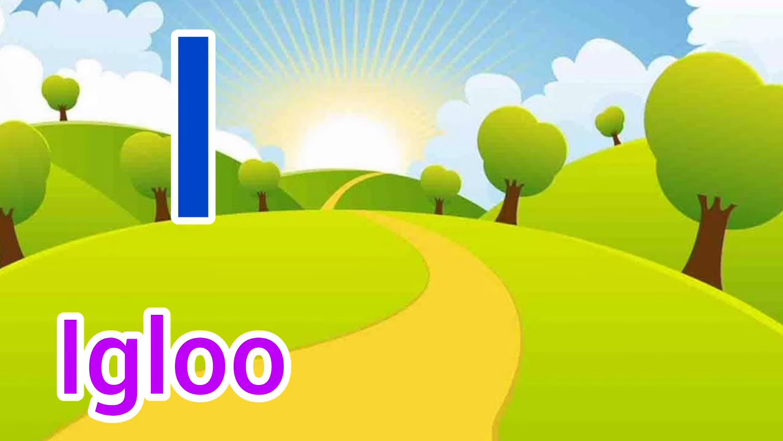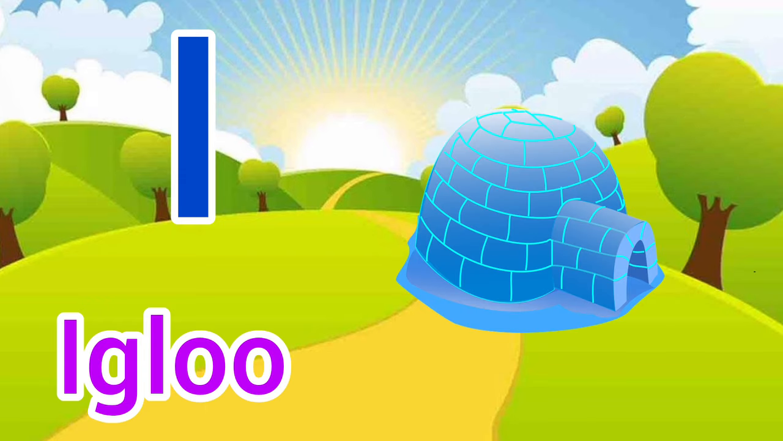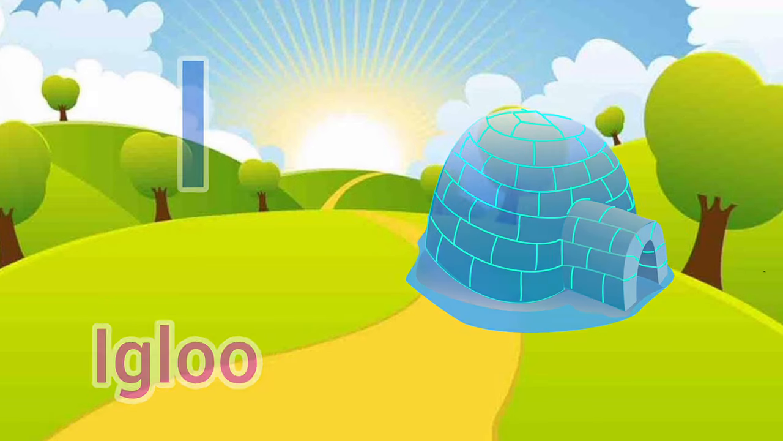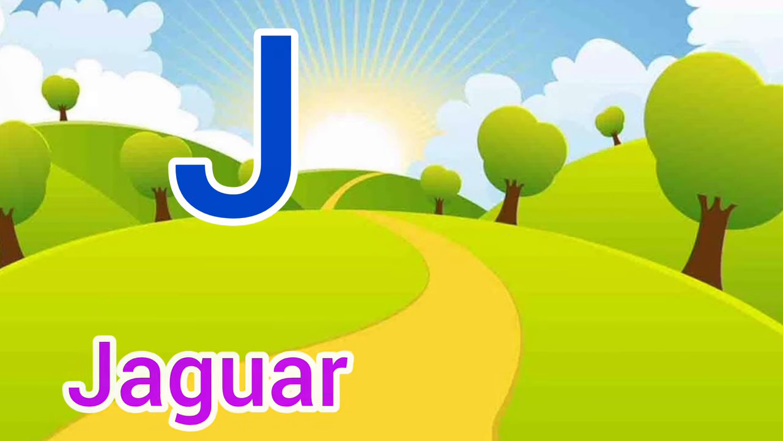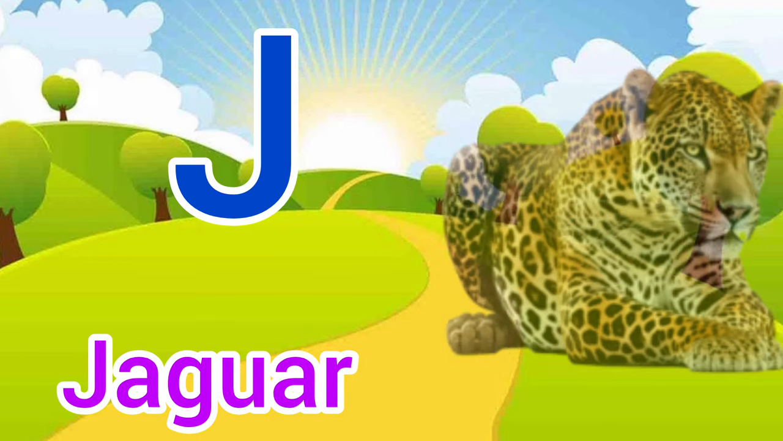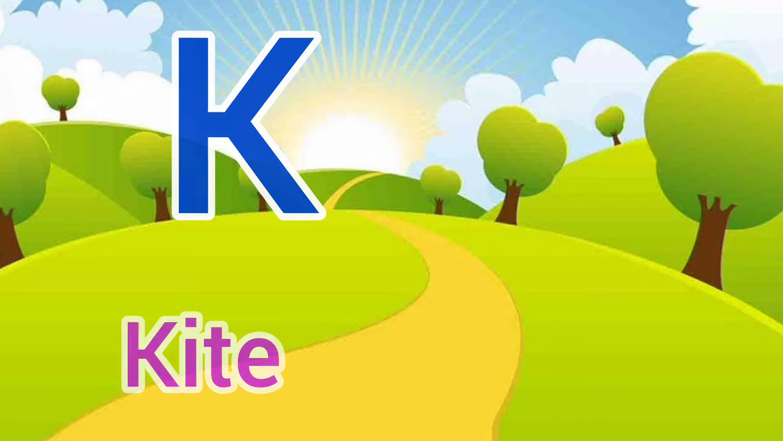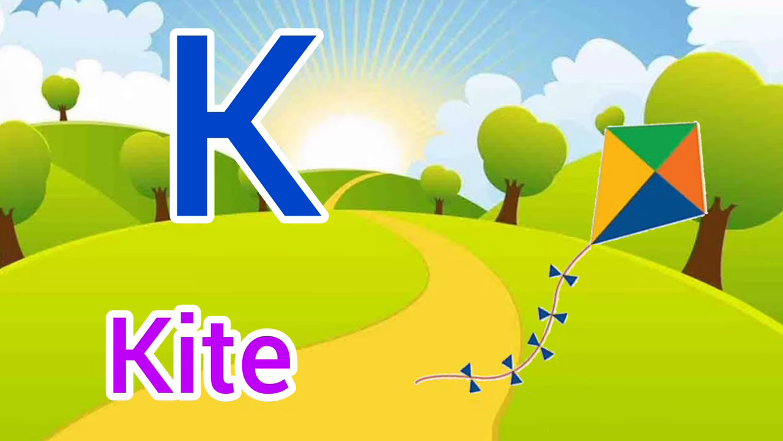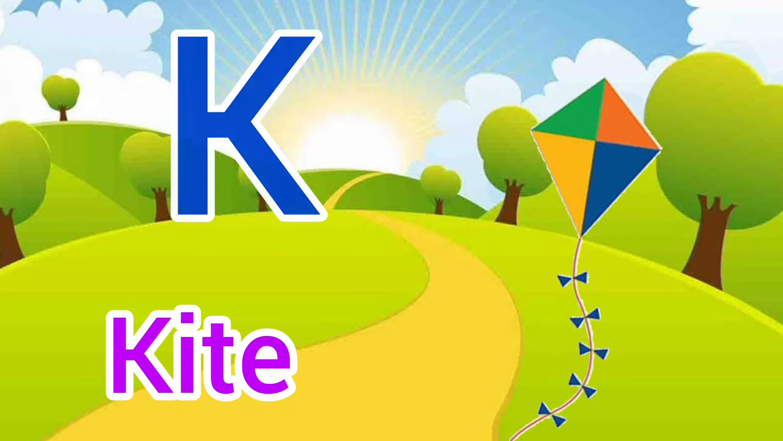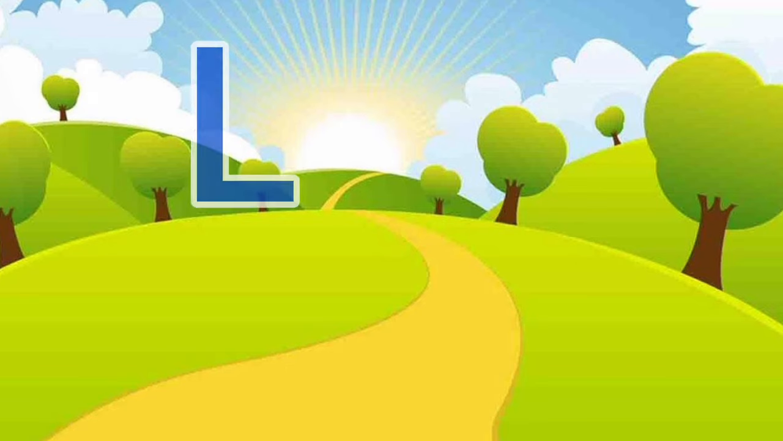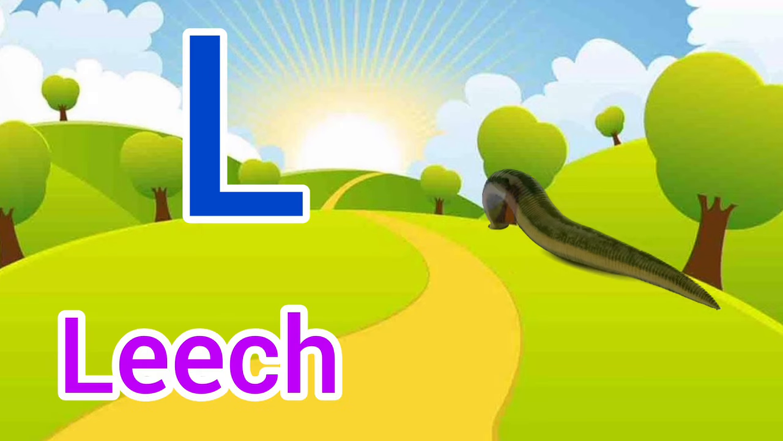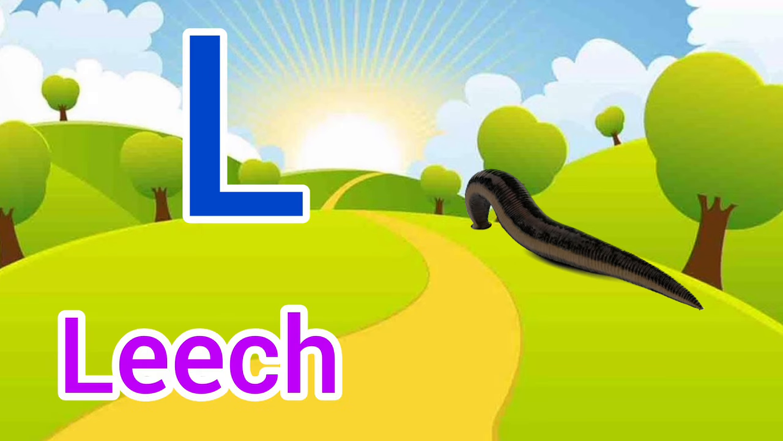I, I for igloo. Igloo means igloo. J, J for jaguar. Jaguar means tendua. K, K for kite. Kite means patang. L, L for leech. Leech means jonk.